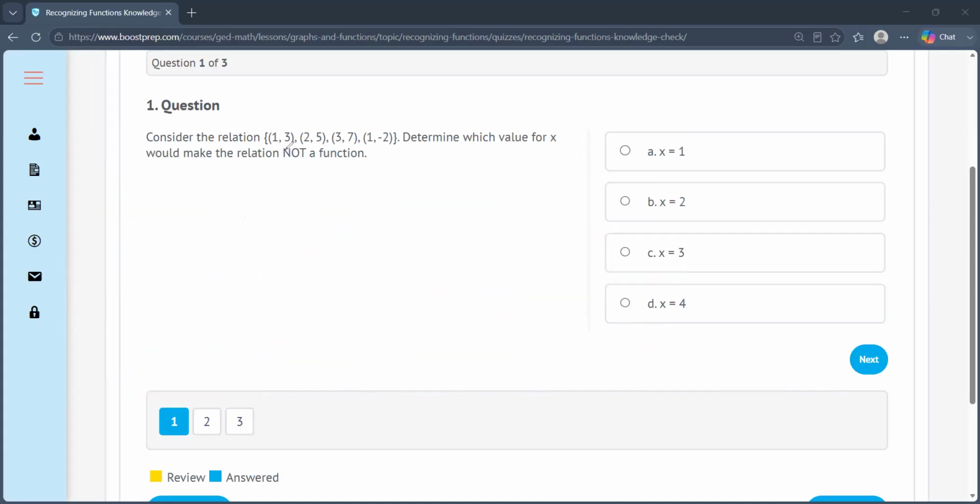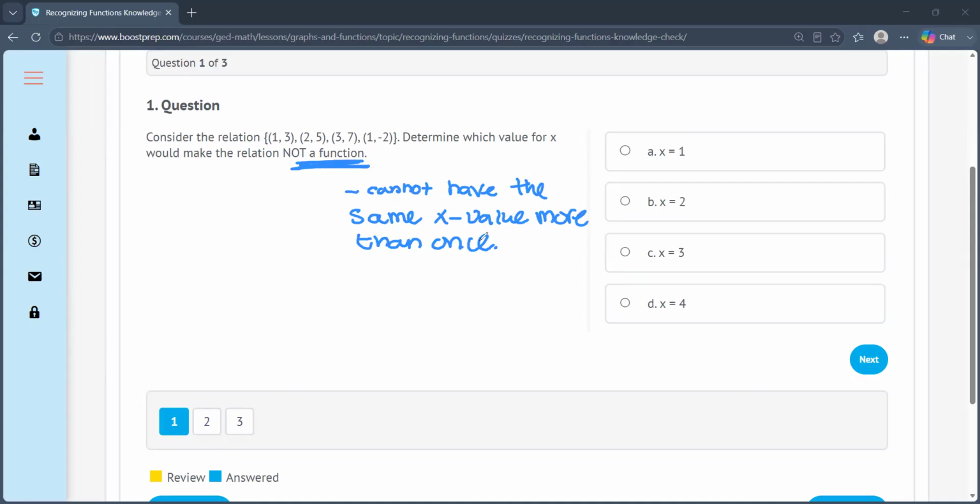Question one says, consider the relationship of coordinates (1, 3), (2, 5), (3, 7), (1, -2). Determine which value of x would make this relationship not a function. So how do you know if something is a function? Basically, you cannot have the same x value more than once. Okay, so that's how you know something is not a function.